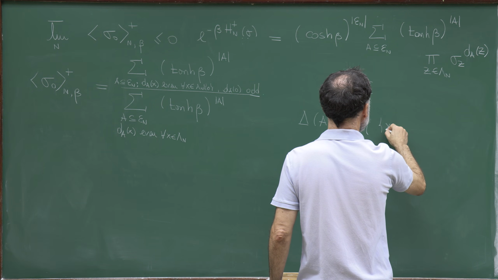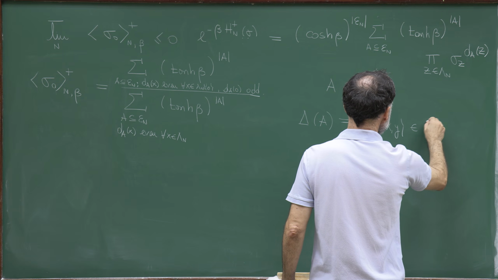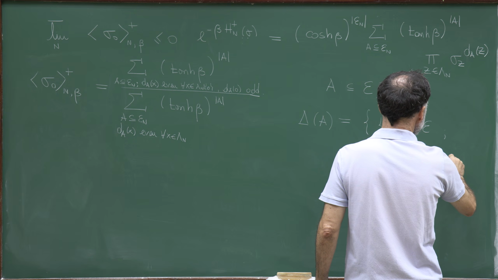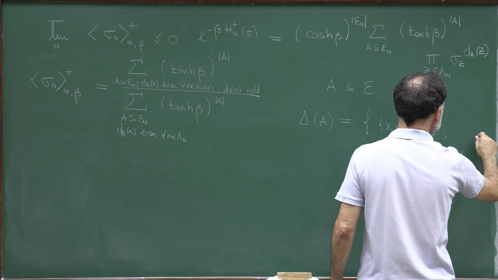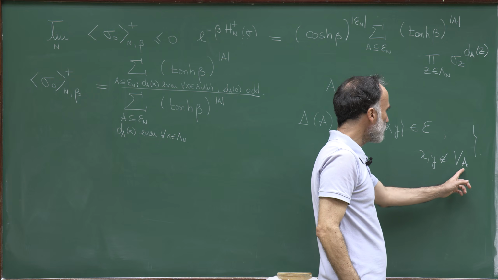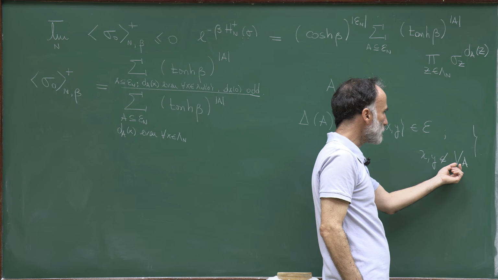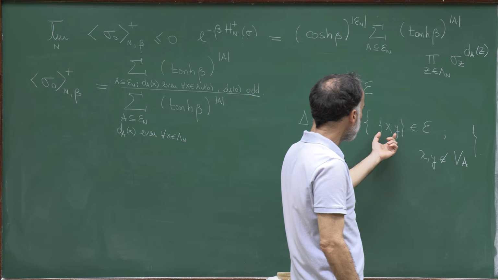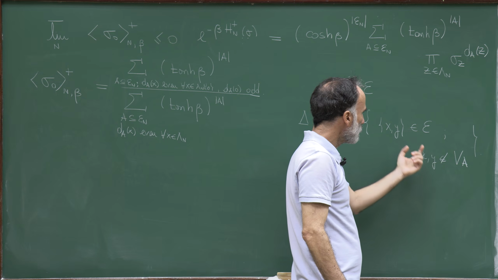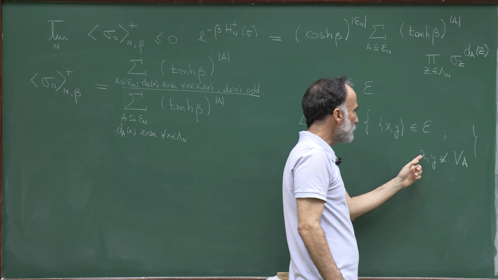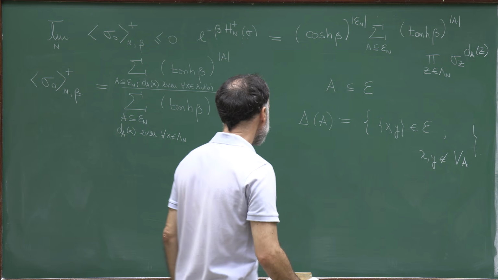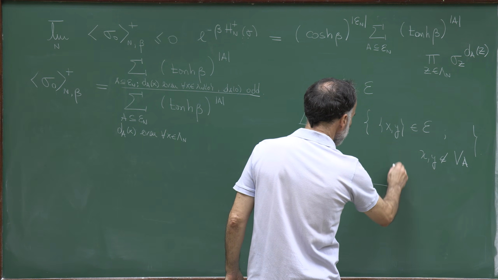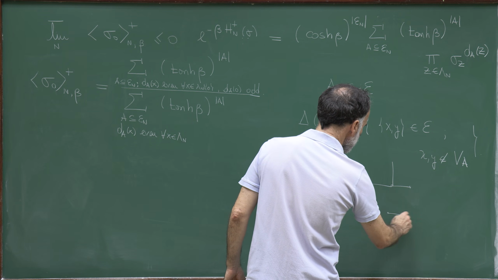So these are all x, y in E such that x and y do not belong to V of A. Remember, V of A is the set of vertices, the set of points in Z2, which are used by edges in A. So here we are requiring x and y to form an edge, and that x and y do not belong to A. So let me give you an example. Let's say that here is a set A, a set of edges.